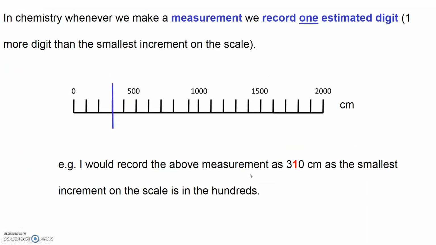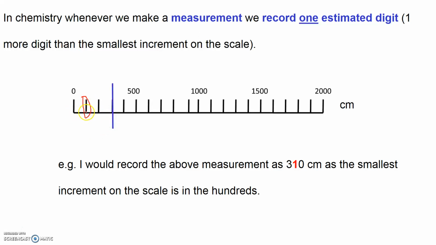So in chemistry, whenever we make a measurement, we have a rule that we always record one and only one estimated digit. What I mean by this is that we always include one digit that we've kind of guessed at. We go one digit smaller than the smallest increment on the scale. So in this measuring device here, the increments on the scale are every 100, and so we're going to record our measurement to every 10.